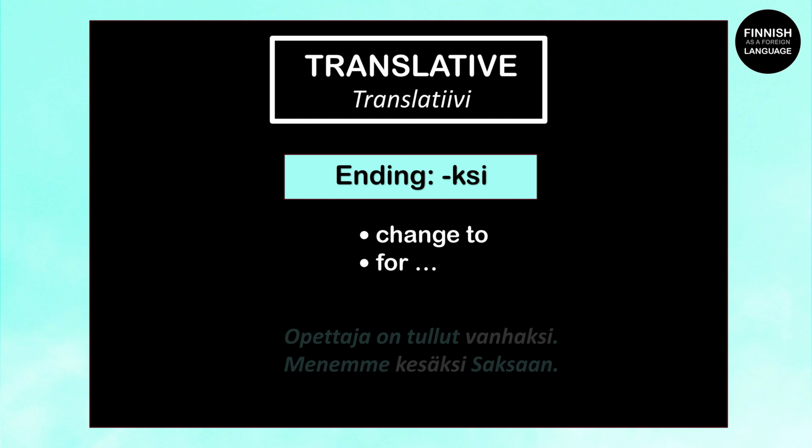It's ending in -ksi, and it's used when we want to express that something changed into something else. That can be, for example, again, a state or a function or position. And it's also used when we want to express "for." Here are some examples. Opettaja on tullut vanhaksi means the teacher got old.